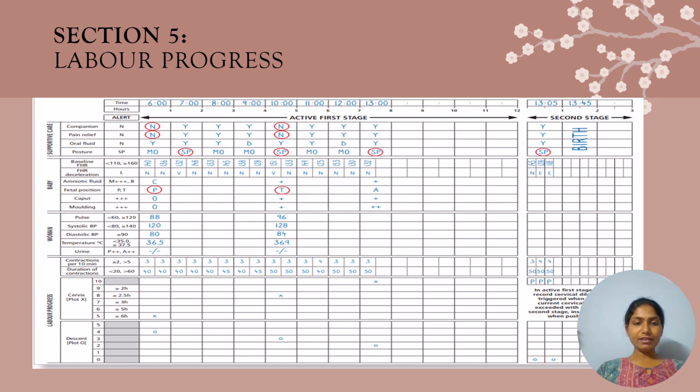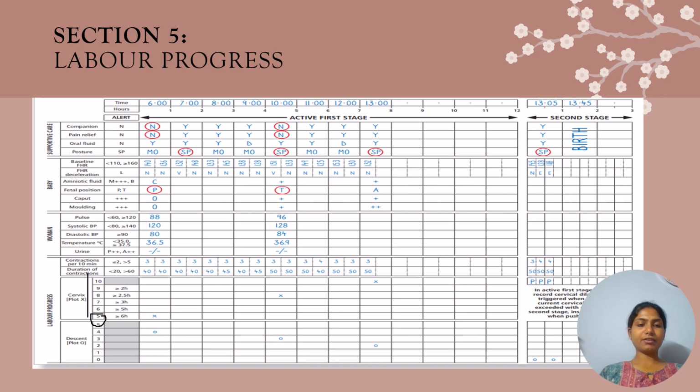We can see here it starts from 5, and 5, 6, 7, 8, 9, 10. In each centimeter, how many hours is the mother in? At 5 centimeters, she was there for almost 6 hours. Then for 6 centimeters, she was there for 2 hours. If at 5 centimeters it crosses 6 hours, it is an alert.